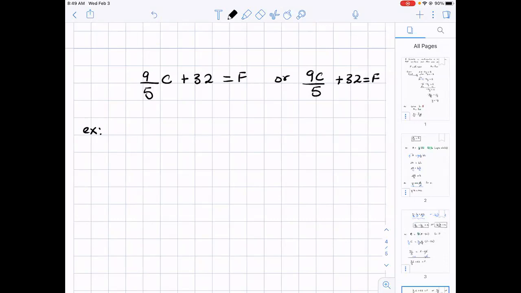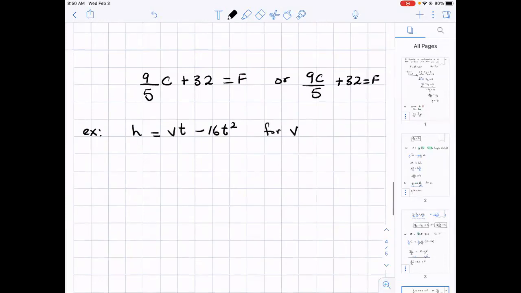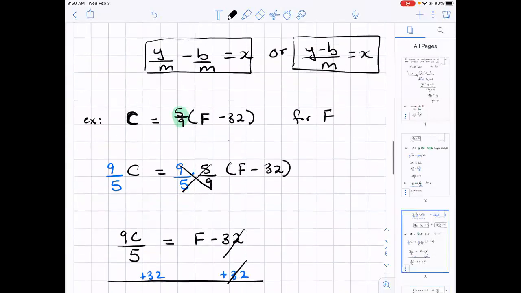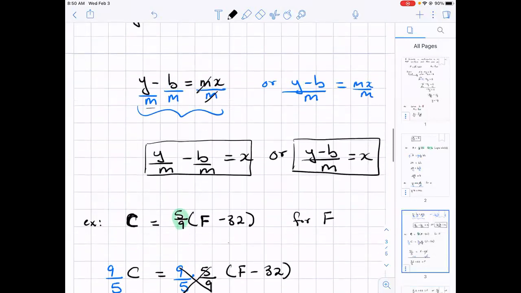Let's look at this formula. H is equal to Vt minus 16t squared. And we want to solve for V. Okay? We want to solve for V. And here I'll show you why I usually divide as I did up here, every single term.